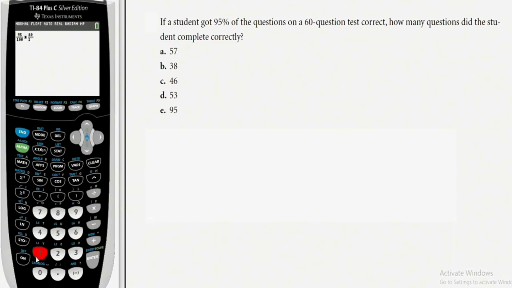So that will be all for this question. So we are good to go. Press enter now to get the output or result. 57. So the correct option to this question is what? 57, option A. So it's as simple as this, guys. This is basically how you can solve questions like this involving percentage. Hope you learned something interesting from this video. Let's call it a video, guys.